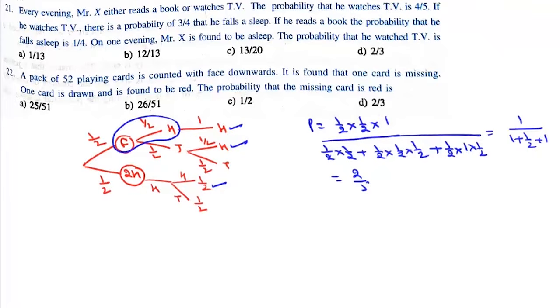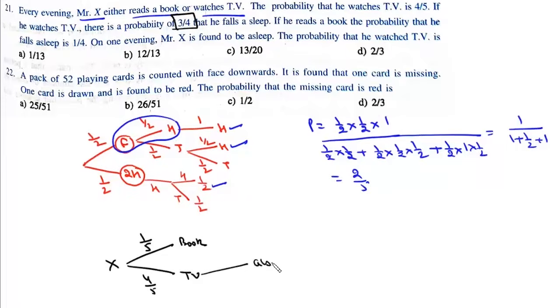Now the next one is, every evening Mr. X either reads a book or watches TV. So this Mr. X, he either reads a book or he watches TV. Now probability that he watches TV is 4 by 5. So this is 4 by 5. Then probability of reading a book is 1 by 5. If he watches TV, then there is a probability of 3 by 4 that he falls asleep. So while watching TV, he falls asleep with the probability 3 by 4, and he does not sleep. This probability is 1 by 4.